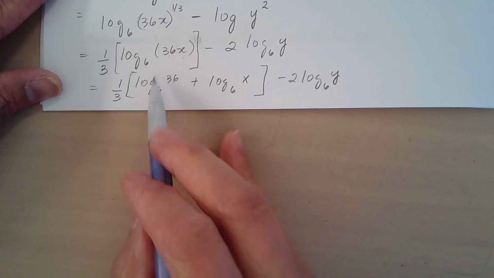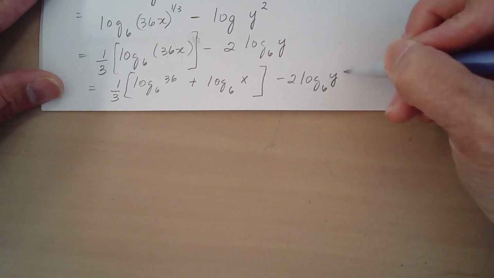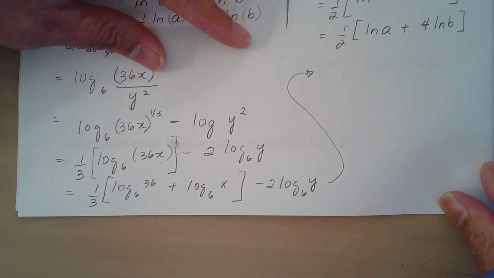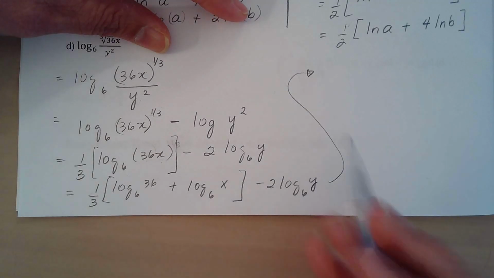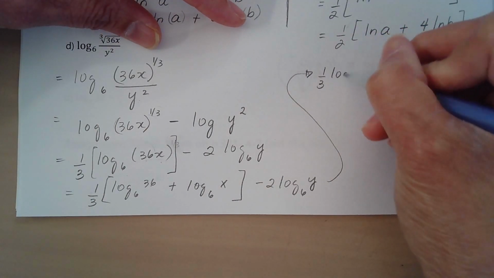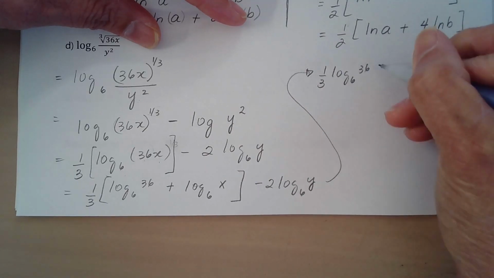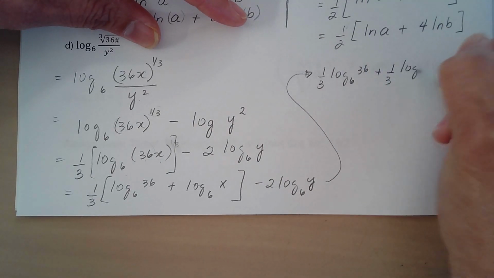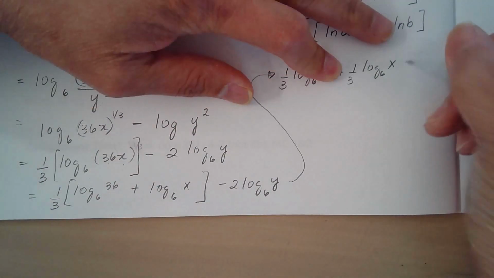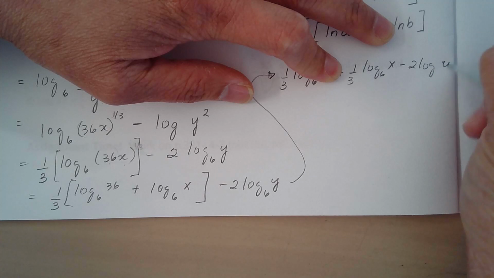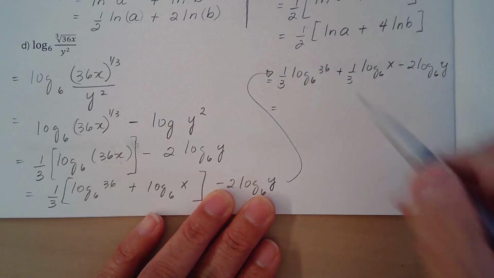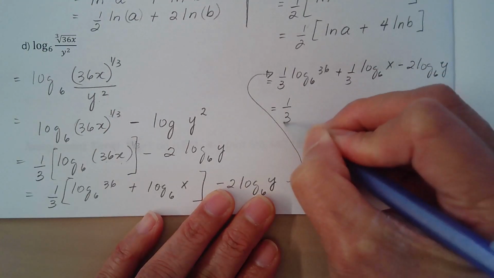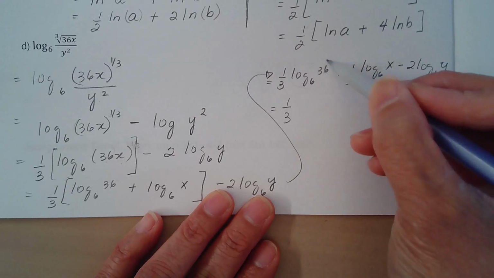Okay, now I can probably clean this up a bit, right? You see how crazy it could get? What can I do? I can apply the 1/3 to every single one here. So this is going to be 1/3 log 36 base 6 plus 1/3 log x base 6 minus 2 log y base 6. Okay, so 1/3 is just 1/3. Can we figure this out?